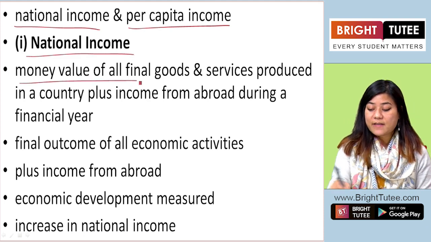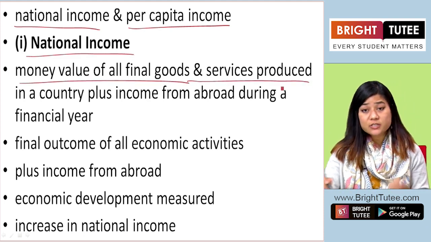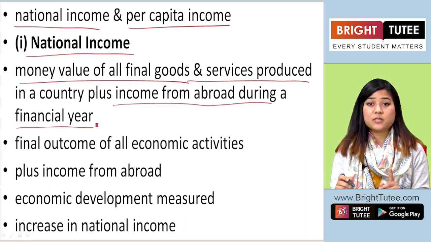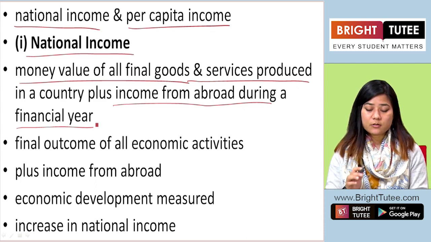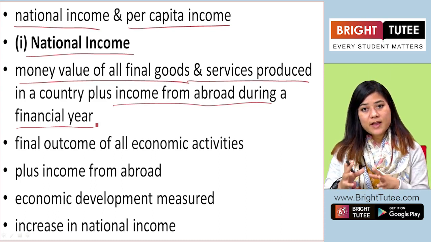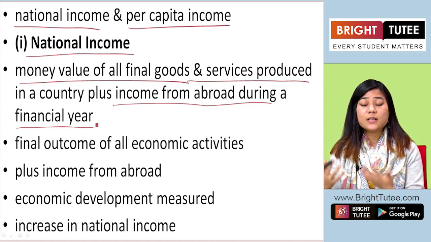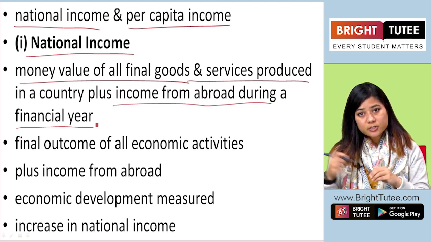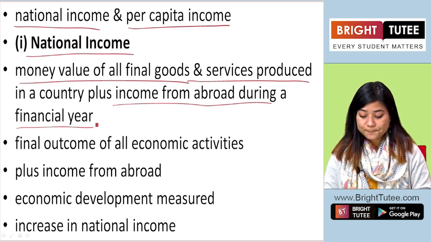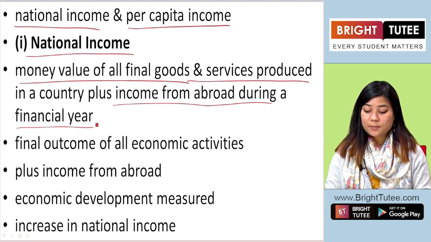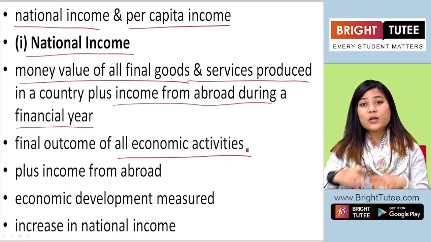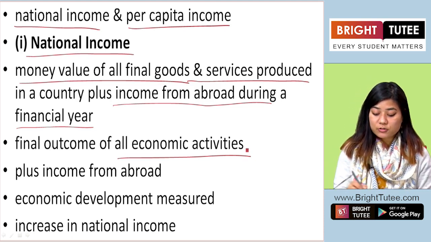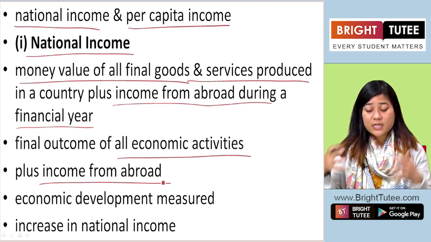National income is the money value of all final goods and services produced in a country, in addition to the income that comes from abroad during one particular year or one financial year. That is national income, the money value added to all the final goods and services produced in one particular country in one particular year, in addition to the income which comes from abroad. So basically, national income is the final result of all economic activities that take place in a country in one year, and apart from that, it also includes the income that comes from abroad into that country.